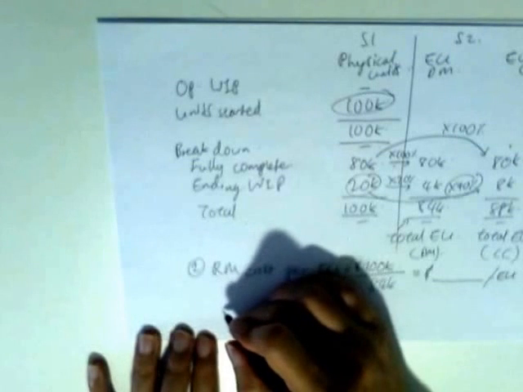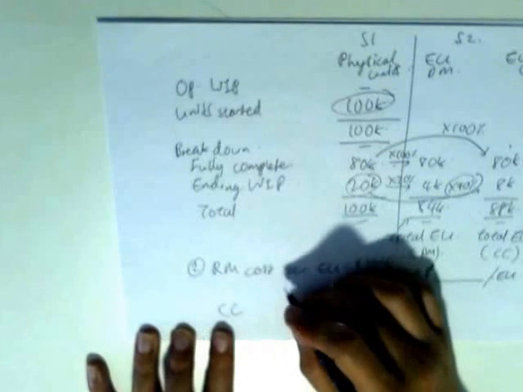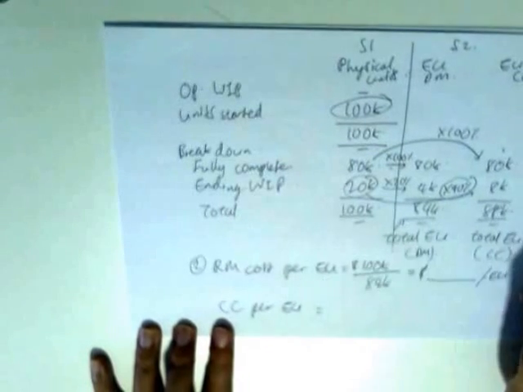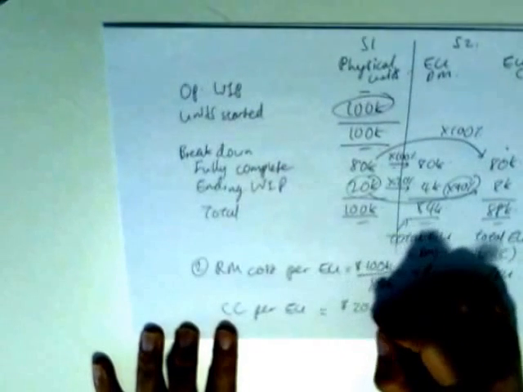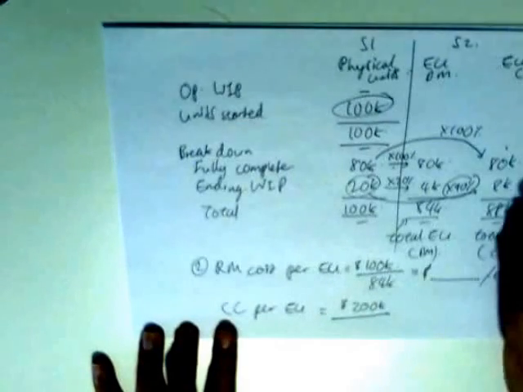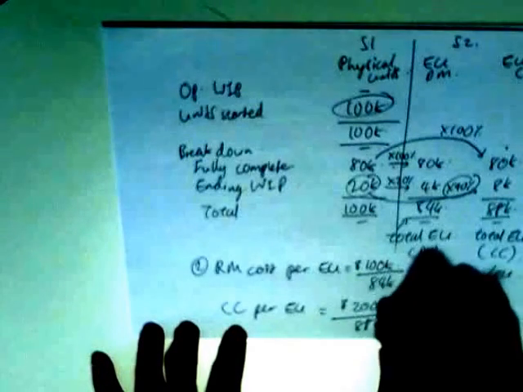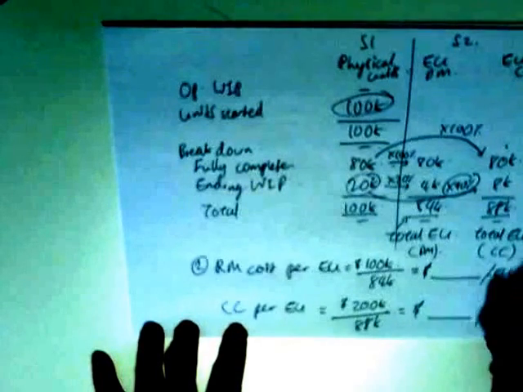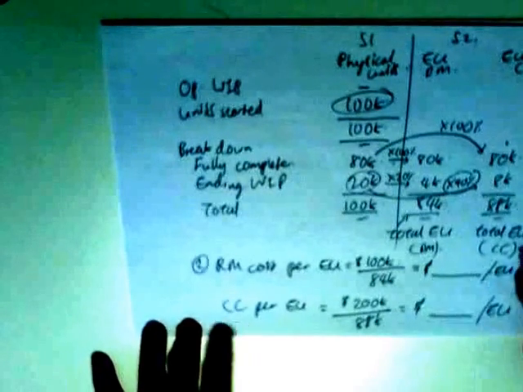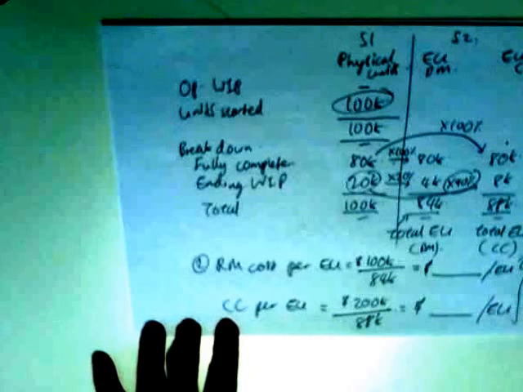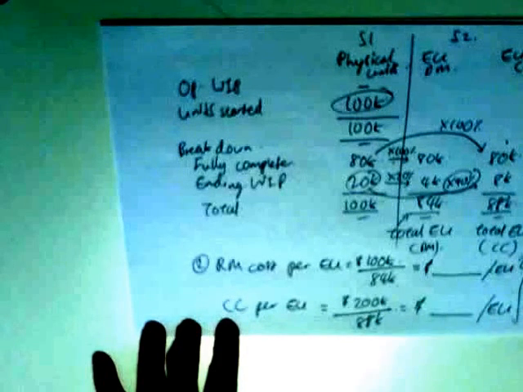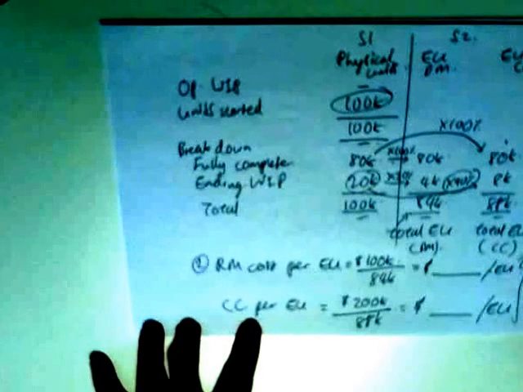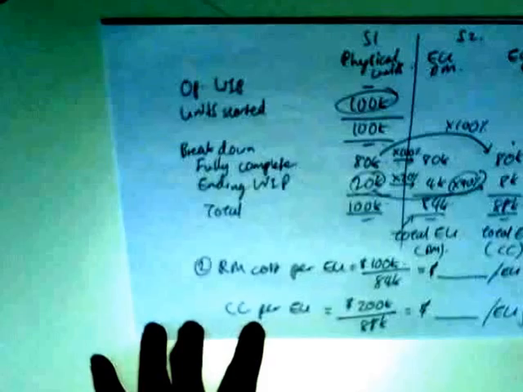Do the same for conversion cost. You need to find conversion cost per equivalent unit. How do you find that? Total conversion cost is 200,000. Equivalent unit for conversion cost is 88,000. Divide, and that gets you the conversion cost per equivalent unit. And with this, you are able to determine cost per unit. And once you're able to determine cost per unit, you can determine the price. Then you can make decisions about whether to proceed to produce the goods or not.